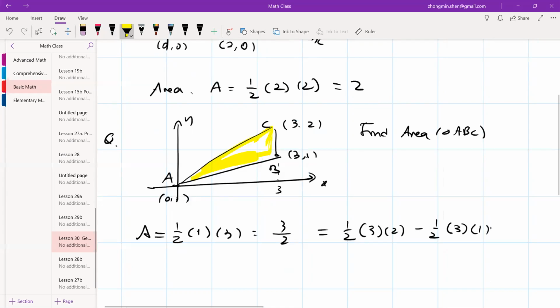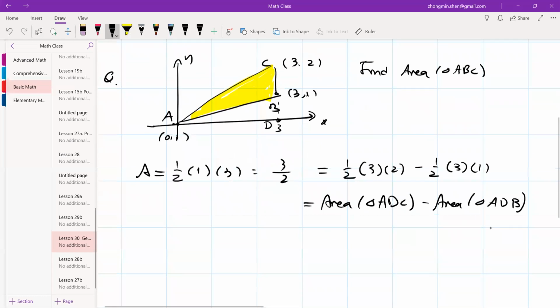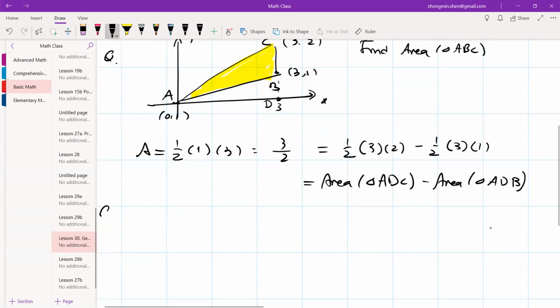So what we did as the second method is take the difference of these two triangles. The one is from A to C. Then this may be called D. You know, ACD minus ABD. So that is actually the area of triangle ADC minus the area of triangle ADB. So that's why you know this idea. The second idea is actually better for the other problems. Let's look at a little bit more general.